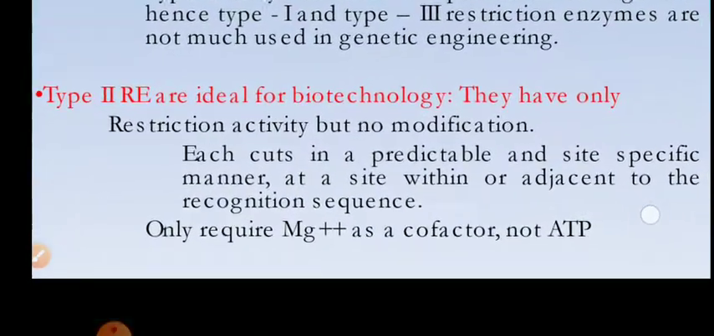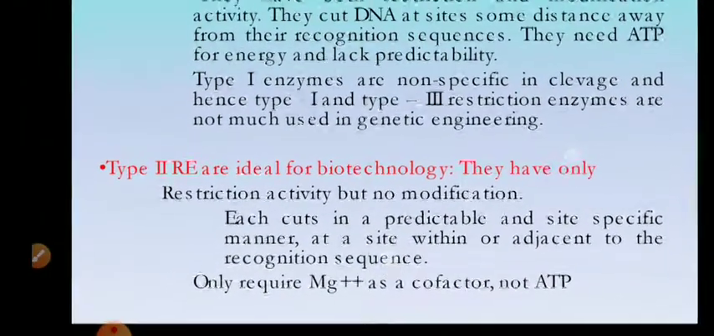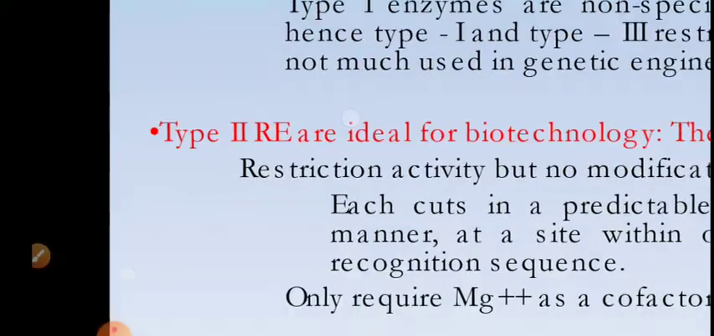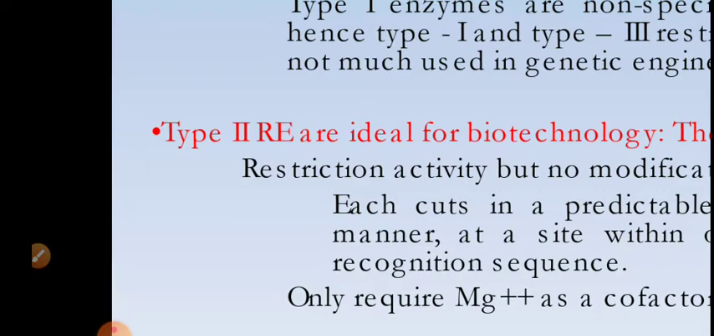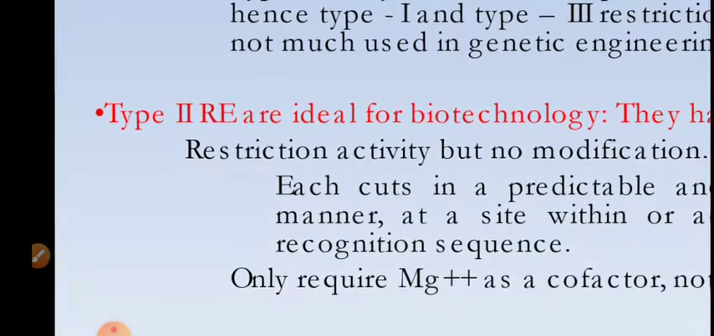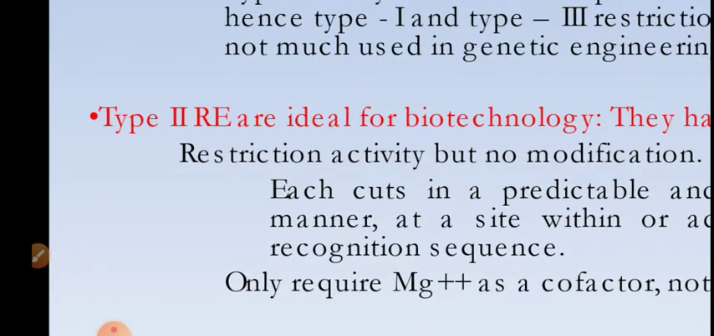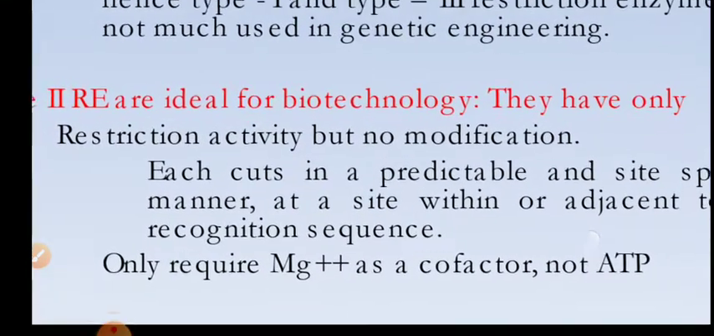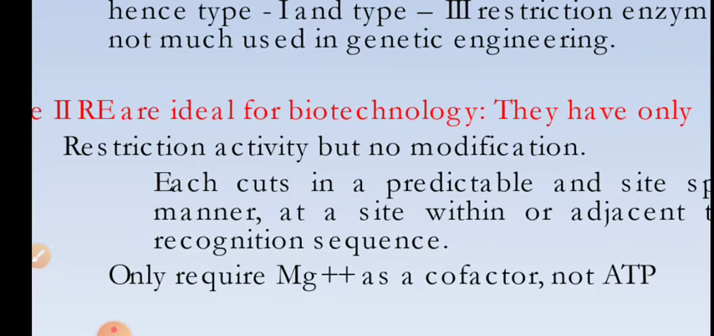So which are the restriction enzymes most widely used in biotechnology or in genetic engineering experiments? They are type 2 restriction enzymes. Type 2 restriction enzymes are ideal for genetic engineering. Why are they ideal? They have only restriction activity but no modification. That is desirable because they have only restriction activity, no modification.